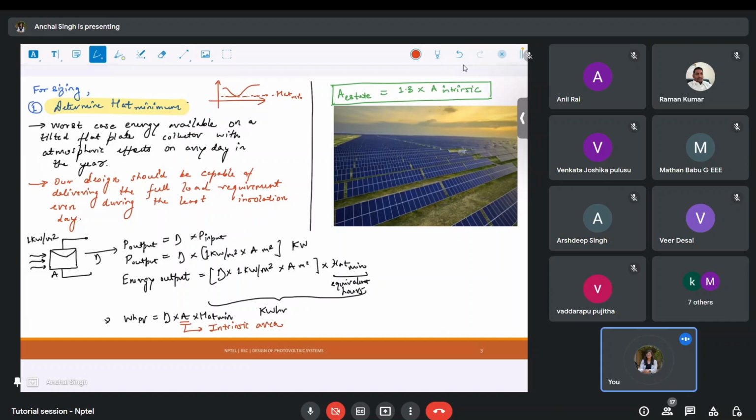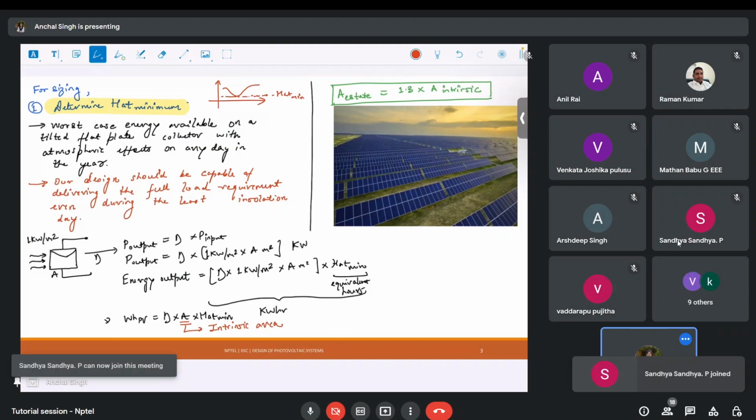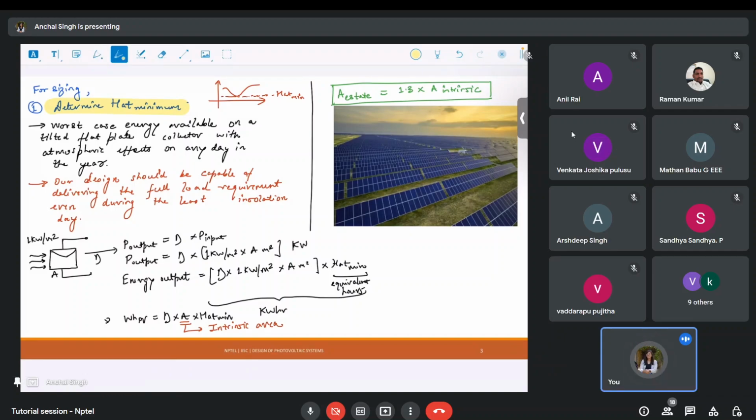That means if my solar panel is able to supply my system even on the least energy day, when my solar panel is getting the least energy, then for the rest of the days I will always have surplus energy, right? That surplus energy I can always pump into the grid. So this is what we are trying to achieve here. That is why we have started our calculations with HAT minimum. Our design should be capable of delivering the full load requirement even during the least insolation day.